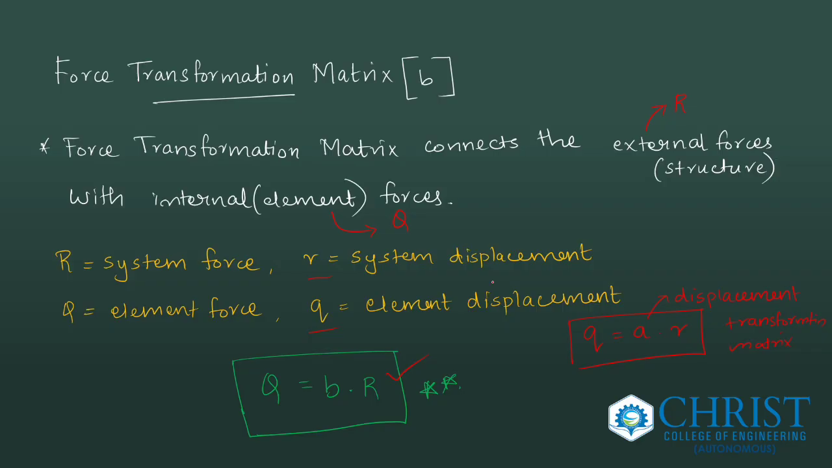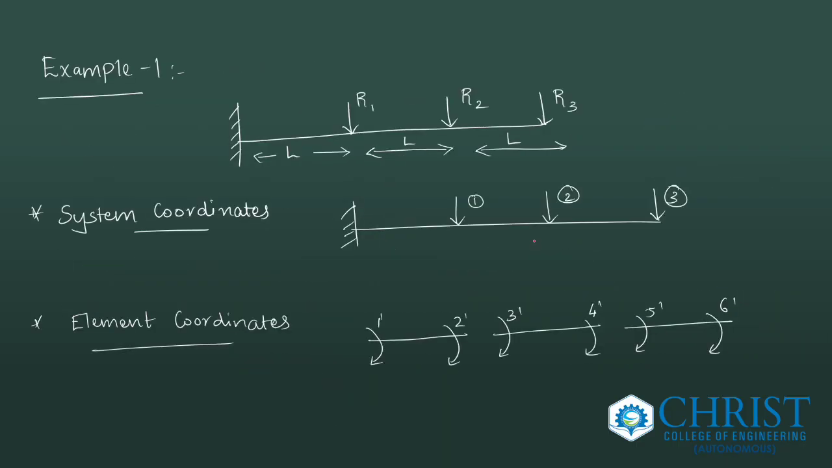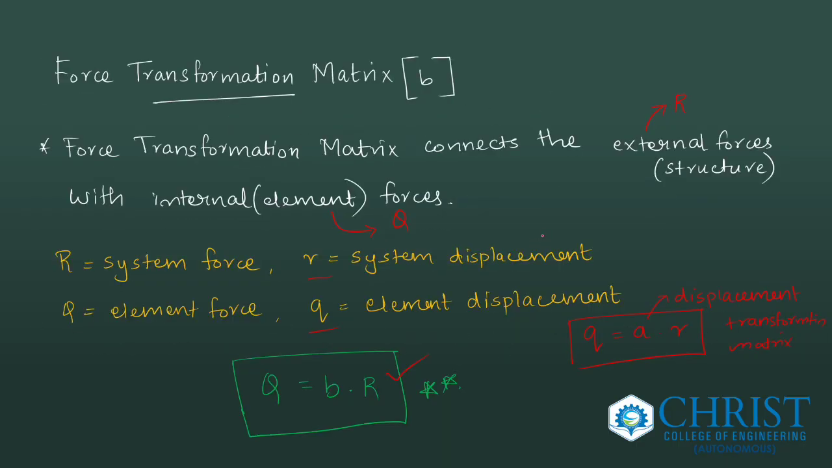So the force transformation matrix connects external force with element forces. When we apply unit external force, the corresponding internal force is called the force transformation matrix. When I apply R equal to 1, Q is equal to B. So when I apply unit system force, the corresponding element force is the force transformation matrix. That is another definition for the force transformation matrix.